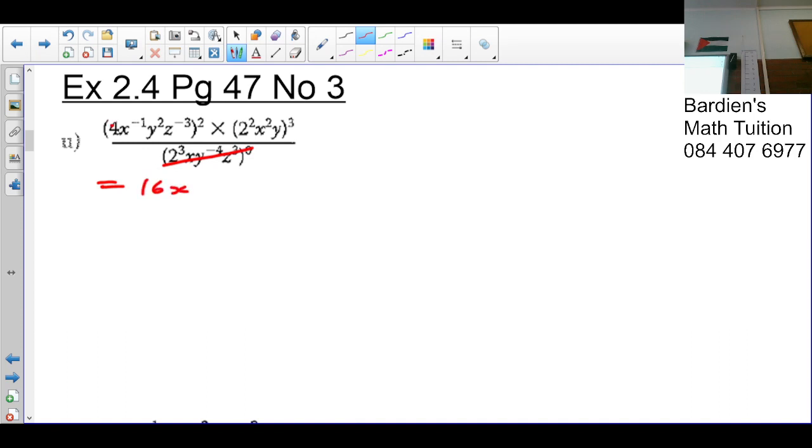16x. Negative 1 times 2, negative 2y. 2 times 2, 4. Z negative 6 times 2 squared is 4. And 4 cubed is 64. Or you could have said it's going to be 2 to the 6, which is also 64. You all agree with that?